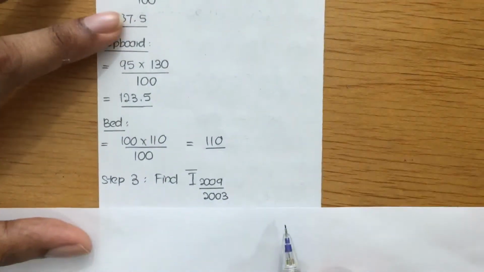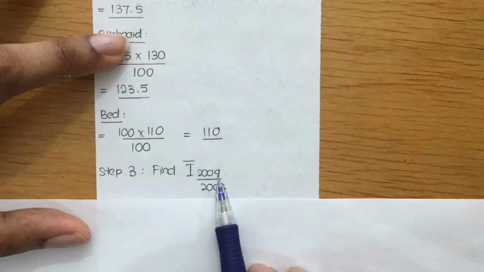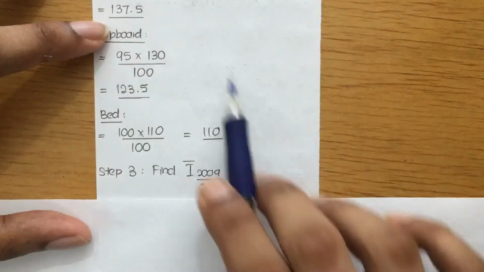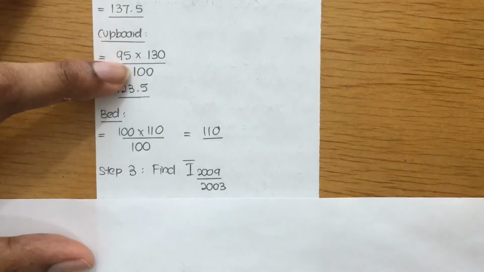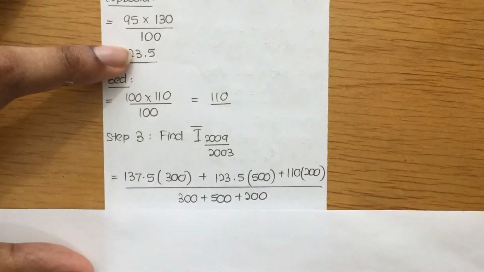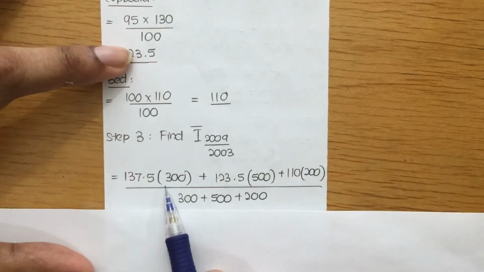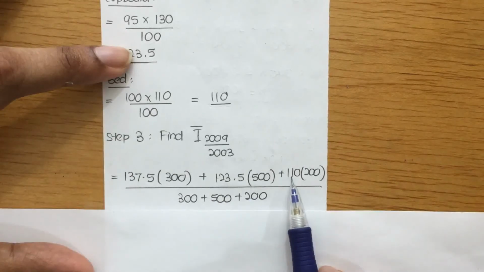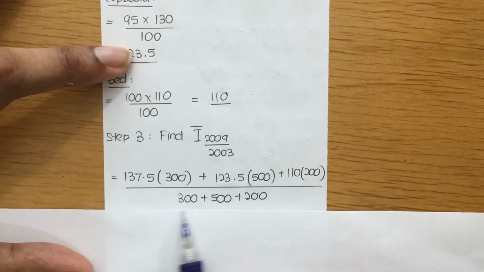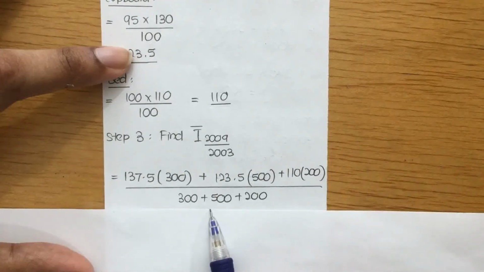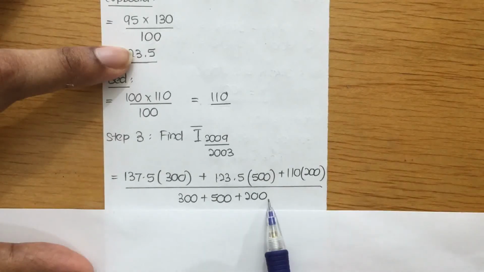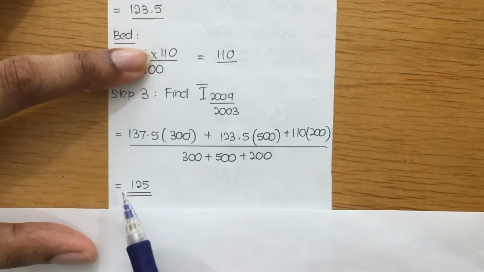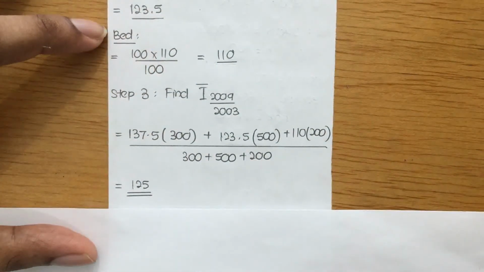The next step, we're going to find the composite index of the year 2009 based on the year 2003. You have already found all the respective price indices, so we're going to use these to find the composite index. It equals 137.5 times 300, plus 123.5 times 500, plus 110 times 200, divided by the summation of the weightage, which is 300 plus 500 plus 200, which gives a summation of 1000. So you calculate this, and you should get the answer 125. So this will be your final answer, guys.